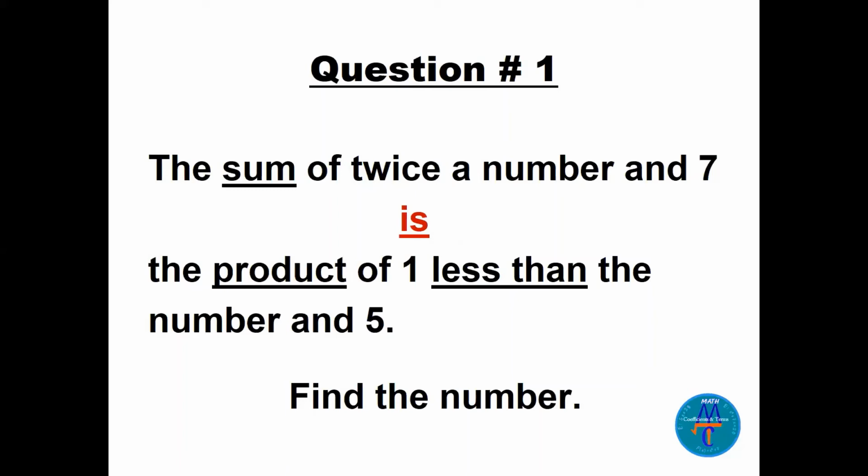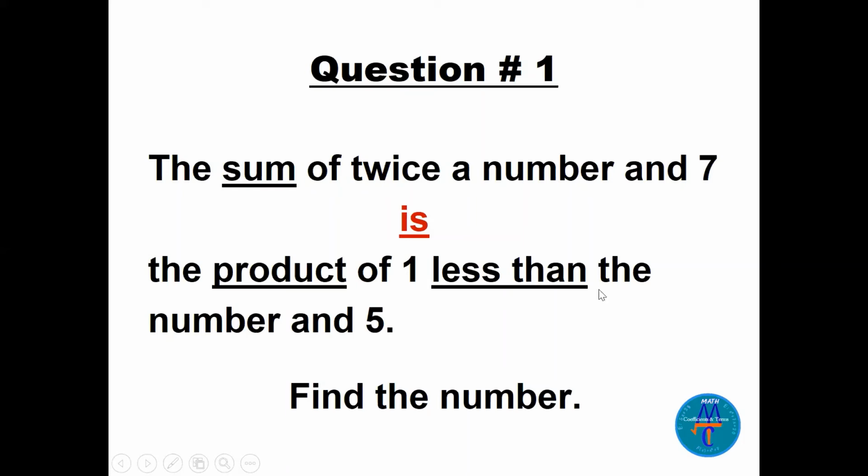Okay. Did you get the answer? The sum of twice a number. So let the number be x. There is a sum, which means when you say a sum, there are two numbers. The sum of twice a number and the 7. Is, you see, is here in a different color. Is means equal for sure.